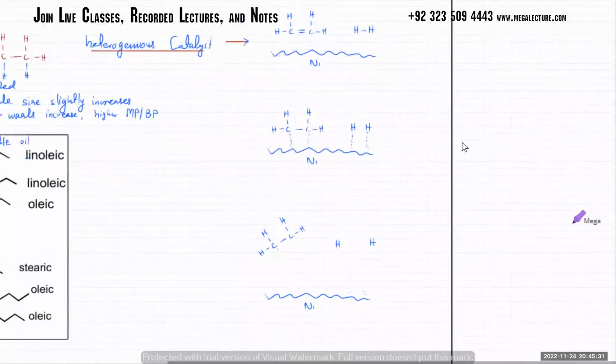Now there's the possibility that new bonds can easily form. This H can go and bond with this, and this H can also go and bond with this. Is this idea clear? This is how a heterogeneous catalyst works. Is that clear? Yes sir.